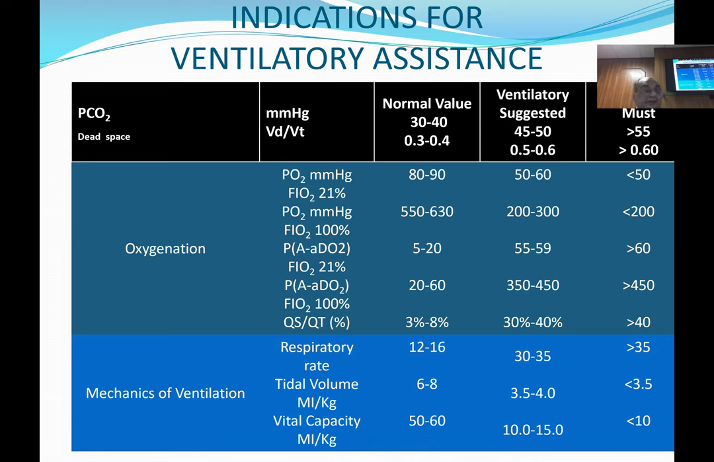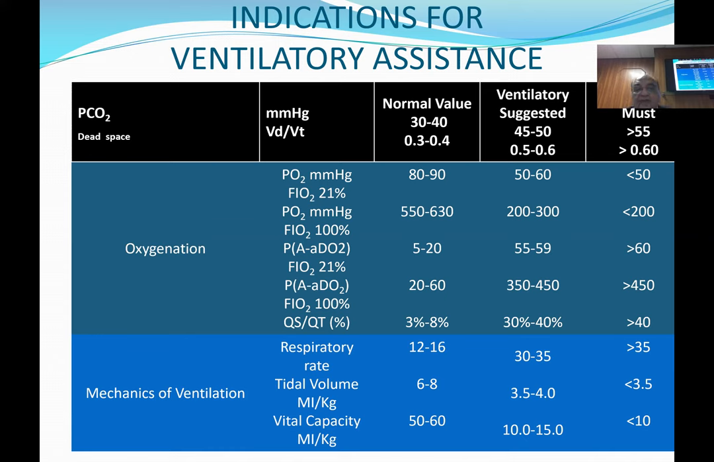Then AA gradient. Normally AA gradient is 5 to 20 on air only. When it goes to 55 to 59, we start thinking, then it goes greater than 60, then we definitely put them on ventilator. Then if you give 100% FiO2, 20 to 60 is normal. Then 350 to 450, we start thinking. Then greater than 450, we definitely put them on ventilator. So it's not like this.